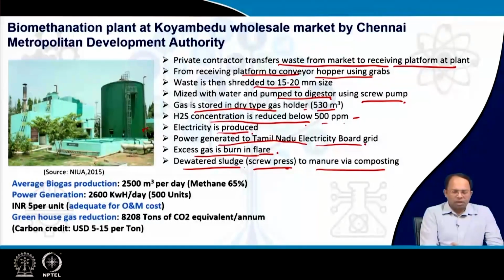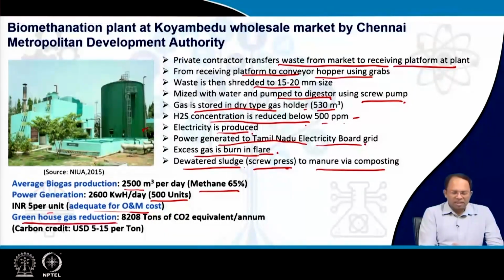The average biogas production for this plant is around 2,500 meter cube per day, with methane content of around 65%. Power generation is around 2,600 kilowatt hours per day, which comes to around 500 units, and they are selling it at a rate of rupees 5 per unit. So you can understand the money that they generate, which is adequate for their own operation and maintenance cost and for the salary of the operators and so on.